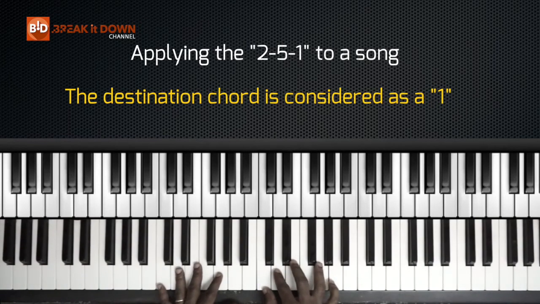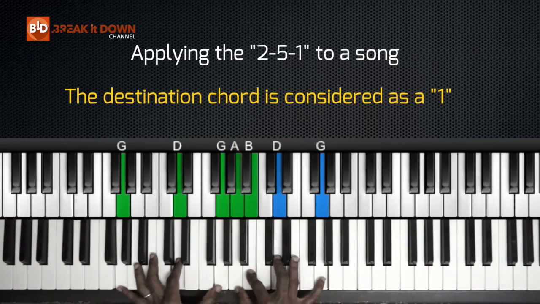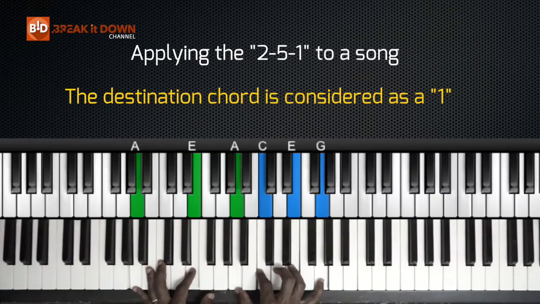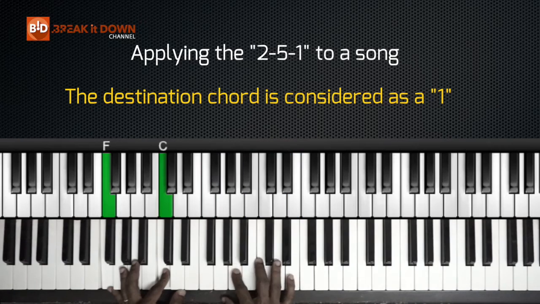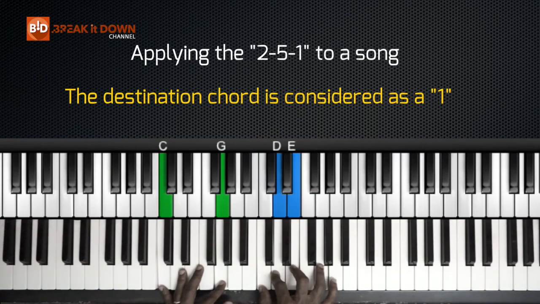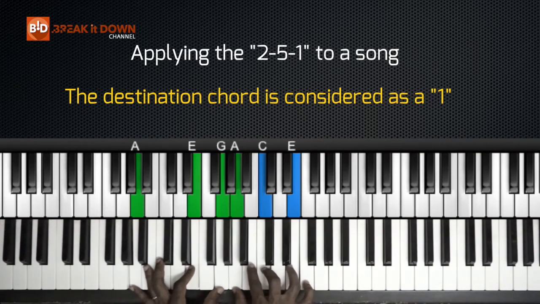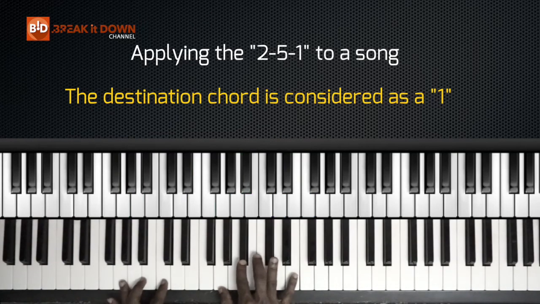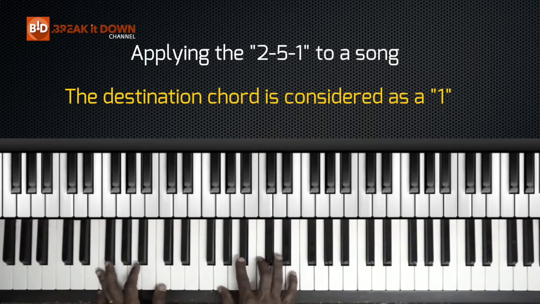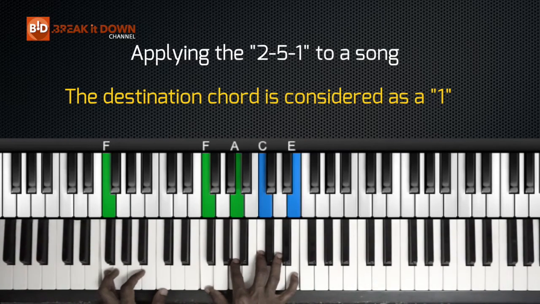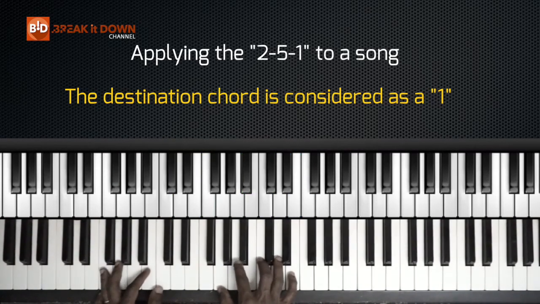You're altogether lovely, altogether worthy, altogether wonderful to me. Now with the 2-5-1. You're altogether lovely, altogether worthy, altogether wonderful. 2-5-1.